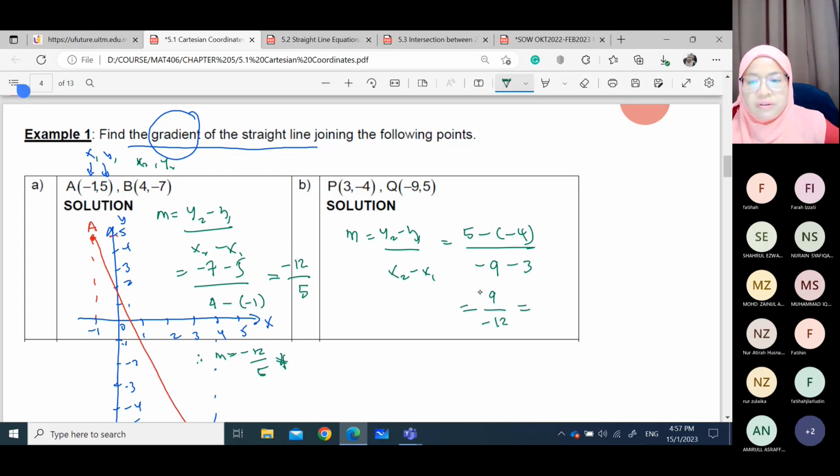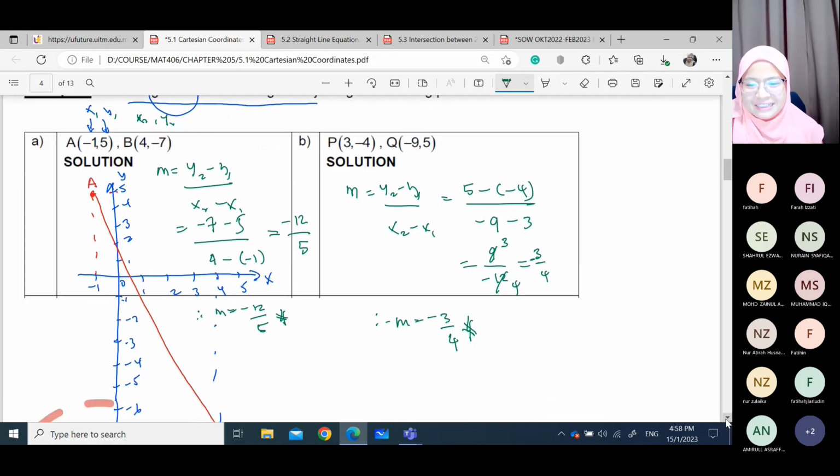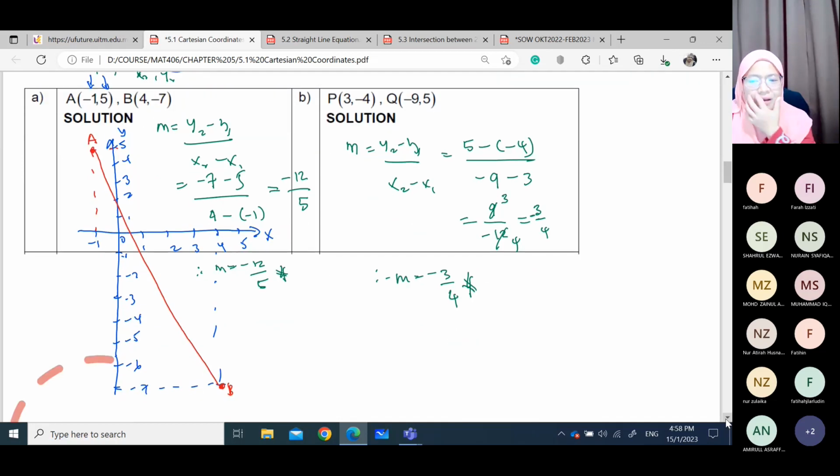So this one we can simplify. All the terms divide by 3. To simplify, 3 into 9 gives 3, and 3 into negative 12 gives negative 4. So simplified, we have negative 3 over 4. Therefore the slope here is negative 3 over 4. Okay, so this is the slope. Any questions? Do you understand?